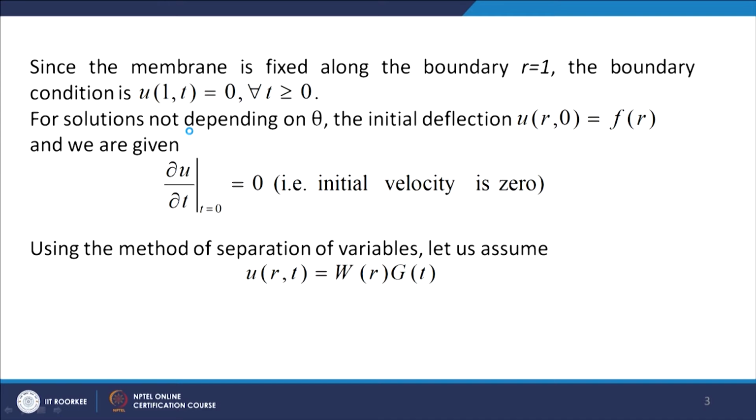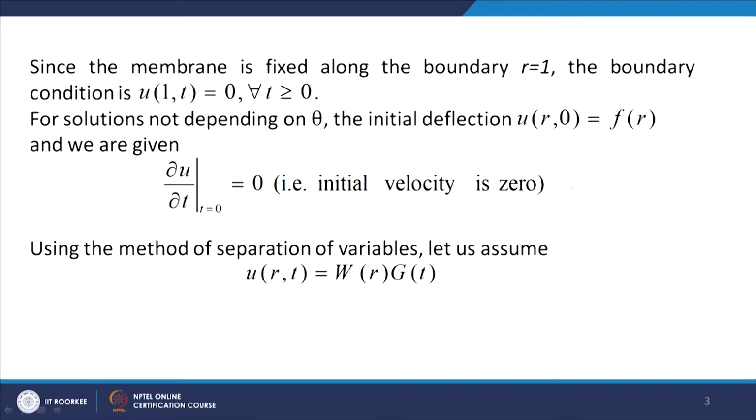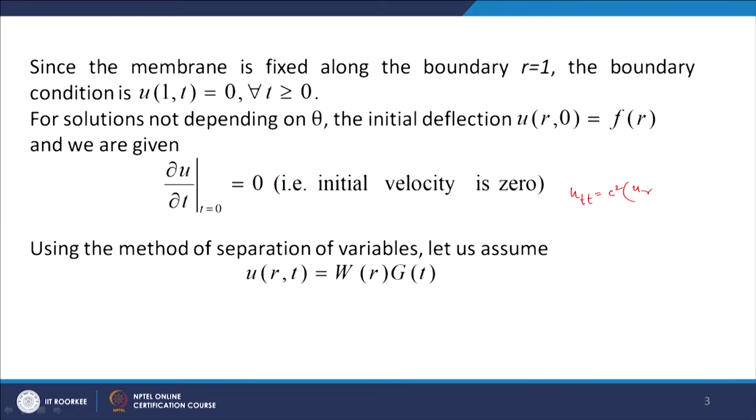Now let us apply the method of separation of variables. Using the method of separation of variables, let us assume that u(r,t) can be written as a function in r, that is W(r), into a function in t, that is G(t), and then we put it into the differential equation u_tt equal to c square times (u_rr plus 1 by r u_r).